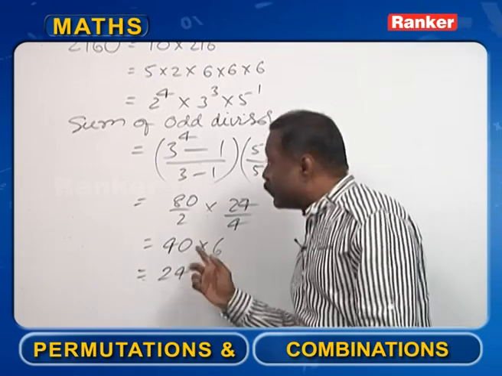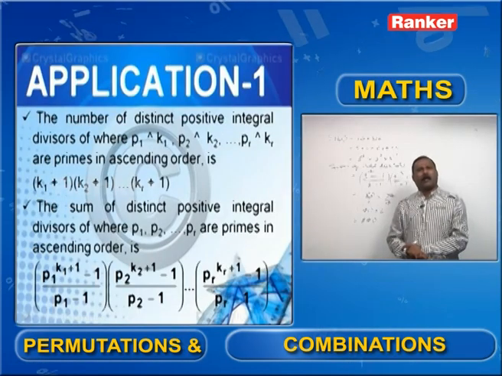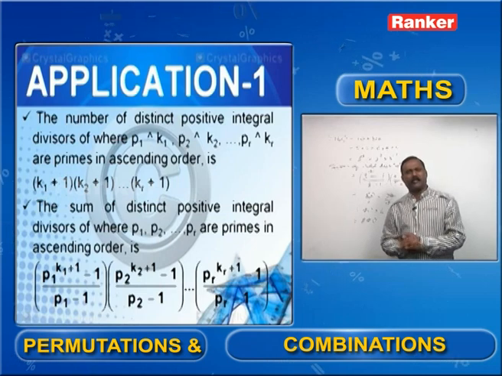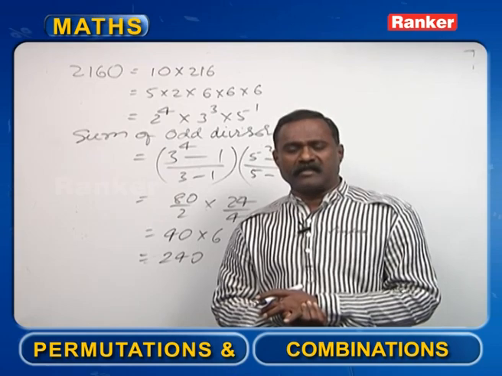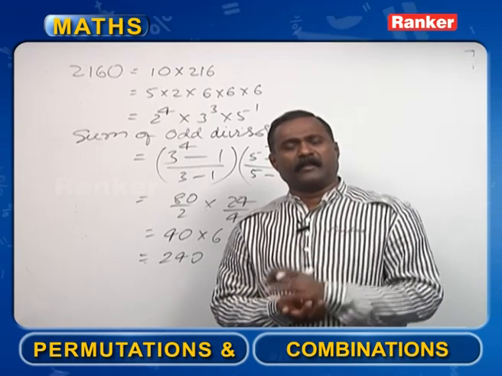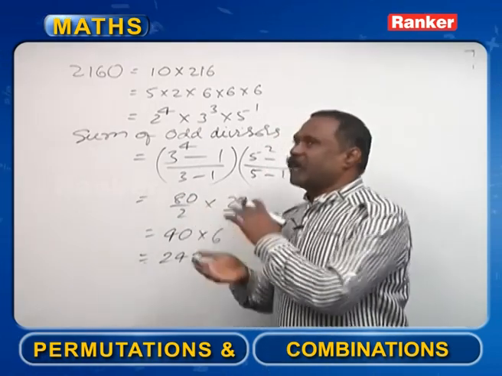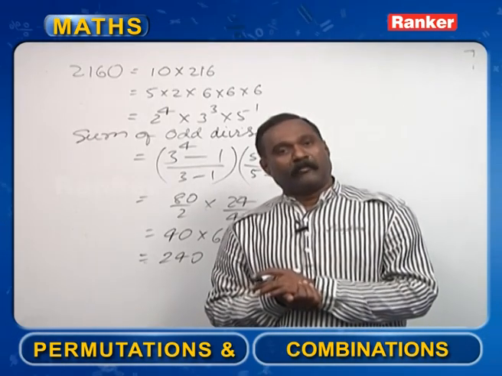Now we have seen a problem also on this application. What is the application? There are P1 like things of one kind, P2 like things of second kind, P3 like things of third kind, and so on. Then if you want the number of combinations or the number of selections, the formula is nothing but P1 plus 1 into P2 plus 1 into so on into Pk plus 1. Basing on that only, we have derived the number of divisors or the number of factors.